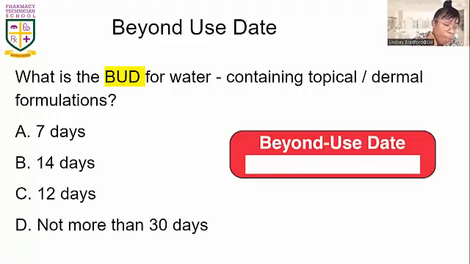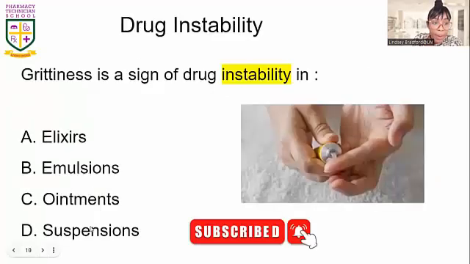So when you're thinking about that, I want you to think about the compounder gives the beyond use date, the manufacturer assigns the expiration date. Write that down. Letter D is going to be your answer. Letter D, okay? The next one says drug instability.